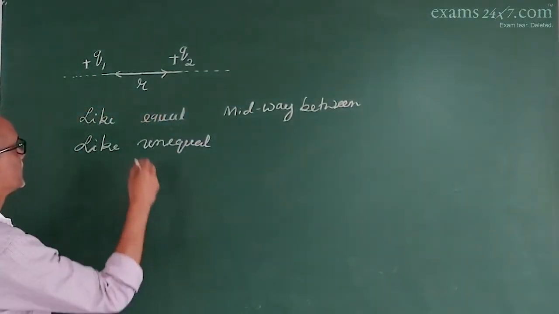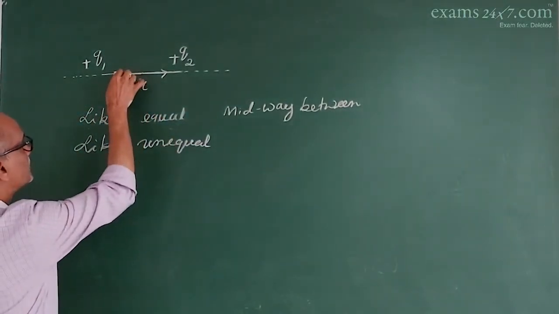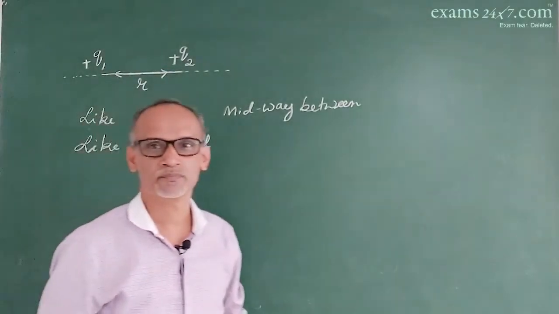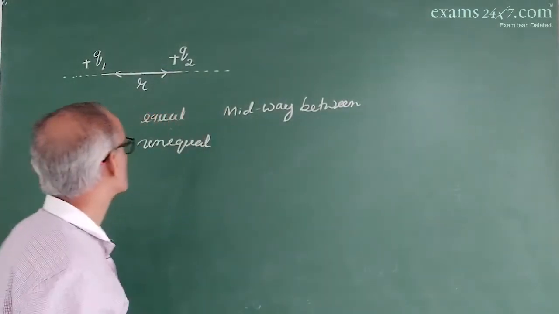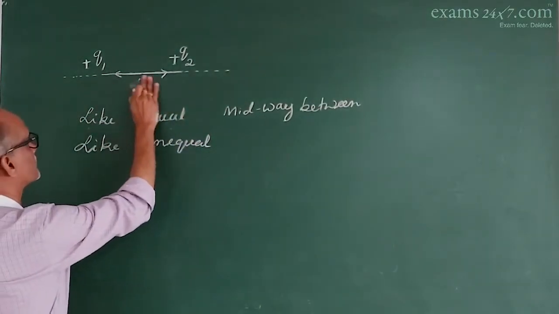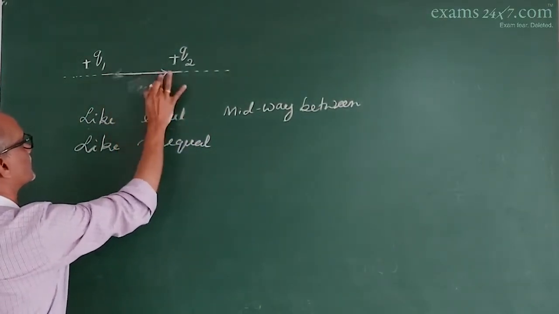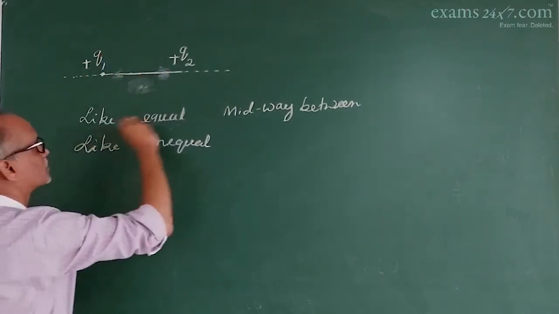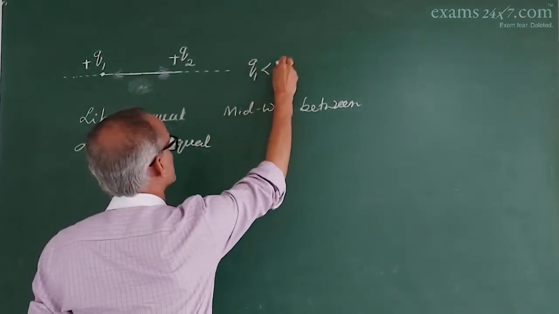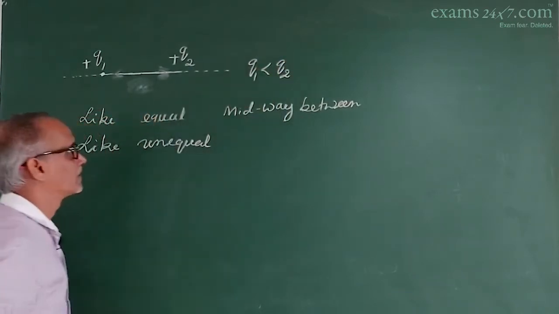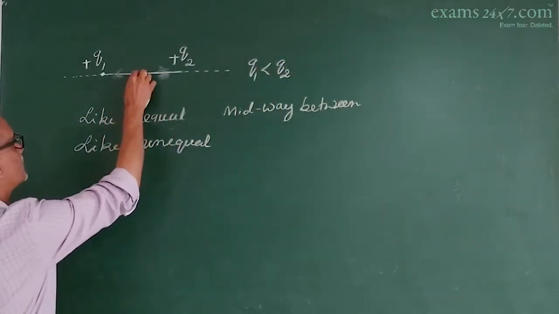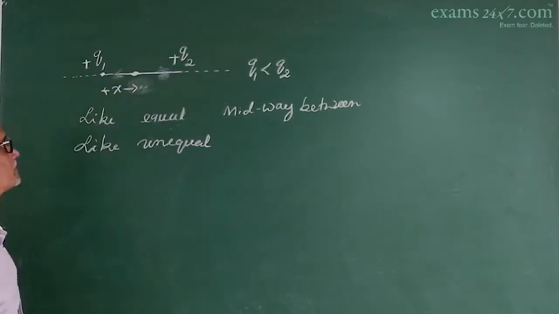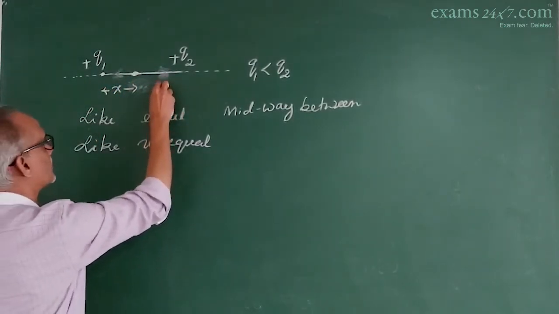If they are like charges and if they are of unequal magnitude, then the null point lies between the two charges, nearer to the weaker charge. Let me consider that Q1 is a weaker charge. So let us assume that Q1 is lesser than Q2. Then it lies nearer to the weaker charge at a distance x, so that the remaining distance is r minus x.